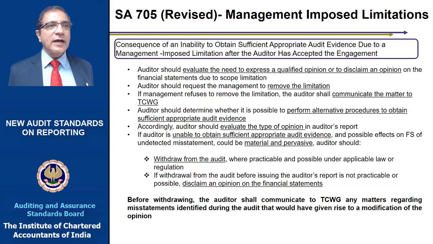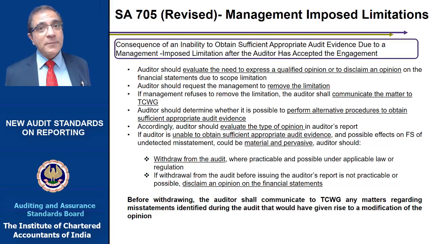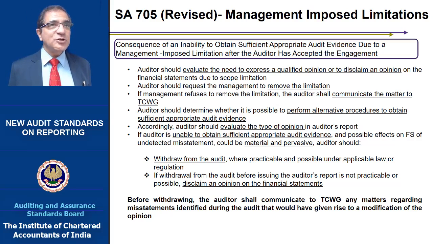And therefore the auditor at this point of time should really evaluate the need to express a qualified opinion or to disclaim. Because in the case of inability to obtain sufficient information, the auditor will either give a qualified opinion or will give a disclaimer of opinion. However, it's important that the auditor should not on his own give a modified opinion in the audit report. The auditor should actually evaluate what should be done.